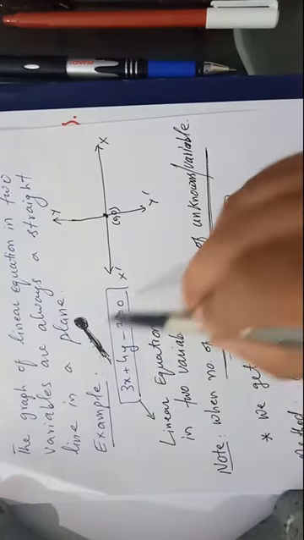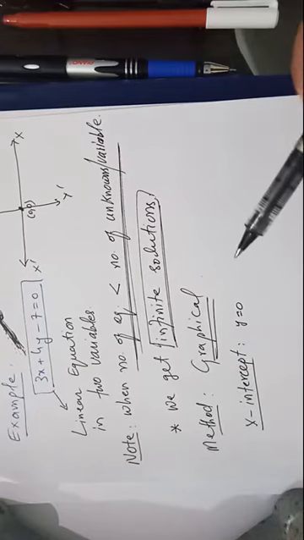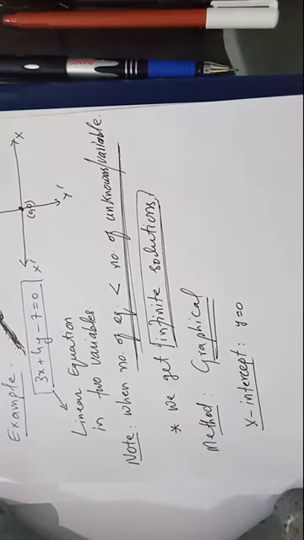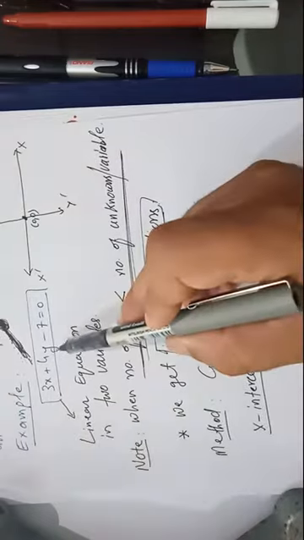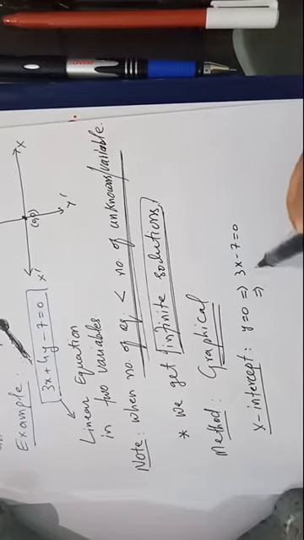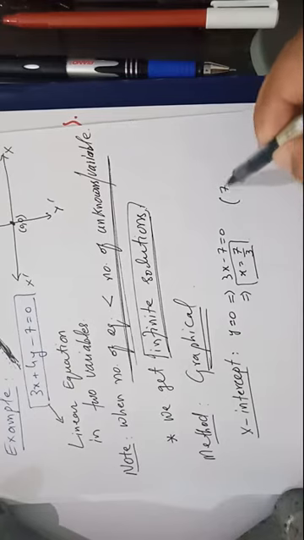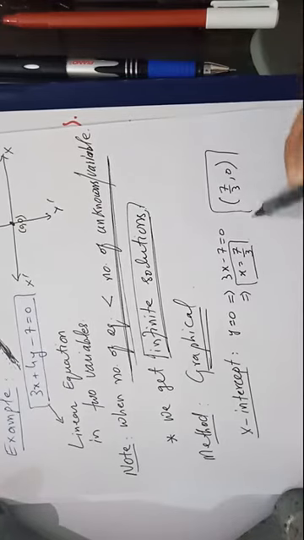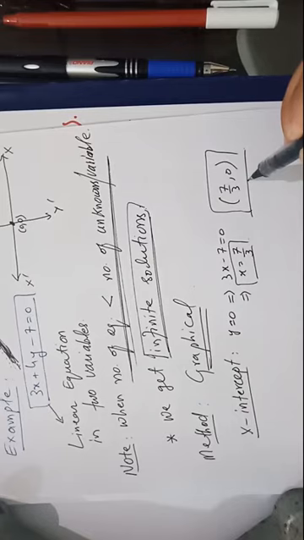So now I am interested in finding the x-intercept. The x-intercept means y equals 0, where the line passes through the x-axis. At the point of intersection of the line with the x-axis, y is 0. So when you plug y equal to 0 in this equation, this implies that 3x minus 7 equals 0, so x is equal to 7 by 3. You get the point (7/3, 0). This is your x-intercept. The line will intersect the x-axis at this point.